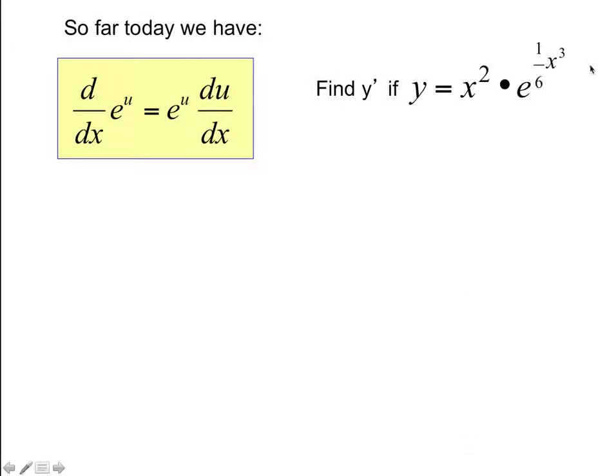So let's use the chain rule with this, but we're also going to need a product rule because we have a product of x squared times e to the 1/6 x cubed. So we need to use our product rule here: derivative of the first times the second unchanged. So this is my u, and this is my v, and then plus u, the first unchanged, times the derivative of the second. And when we take the derivative of that second, that exponential, we have to remember that we have an outside and an inside function. So that's where we need the chain rule.